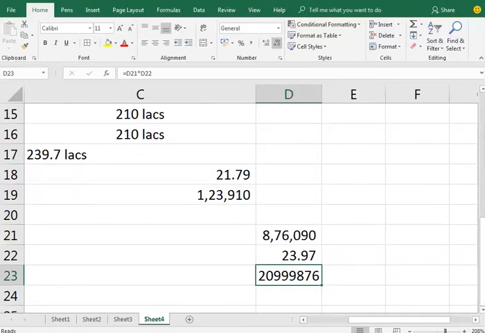If you do it wrongly, you will not get that 210 lakhs information. So wherever possible, try to do this. This has to be done in the calculator. You will not have time to do it in the notebook. If at all you have to do it, you'll have to do it in the calculator. 10 lakhs minus 123,910, that is the number of shares, into 21.79 into 1.1. Clear? Any doubts on this?